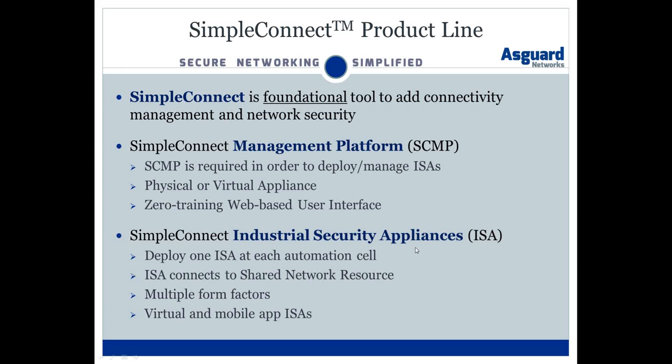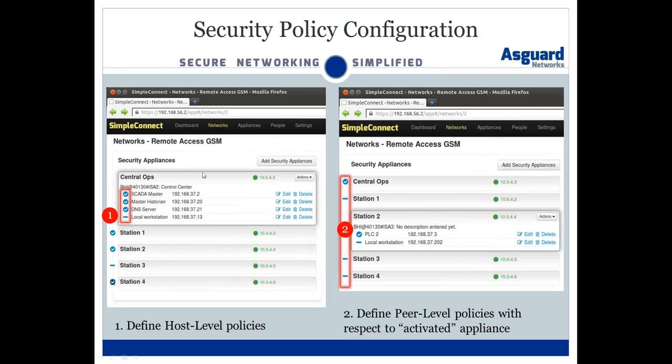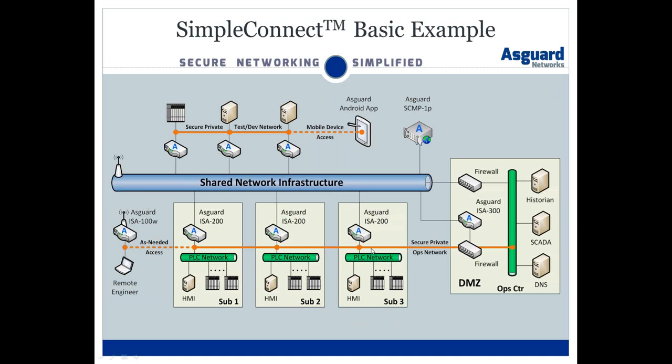These are some screenshots of our network provisioning. It's as simple as creating a private network and giving it a unique name, adding security appliances to that network, and defining the devices behind each security appliance. It's very simple to use and create a private network. And then there's a policy configuration step, whereby we're setting host-level policies for the devices behind a given security appliance and defining the peer-to-peer level policies for the appliances within a private network. And let's see this more in the demo.